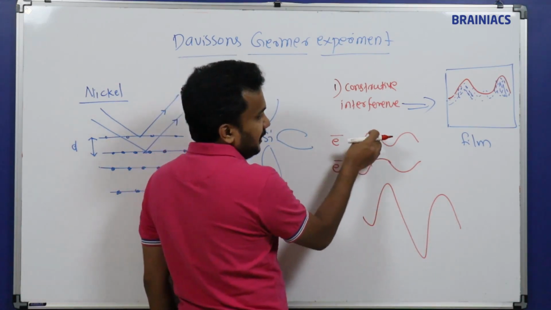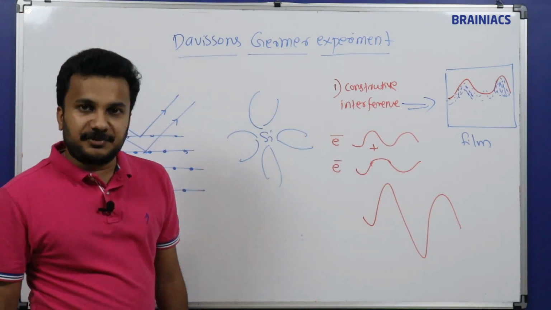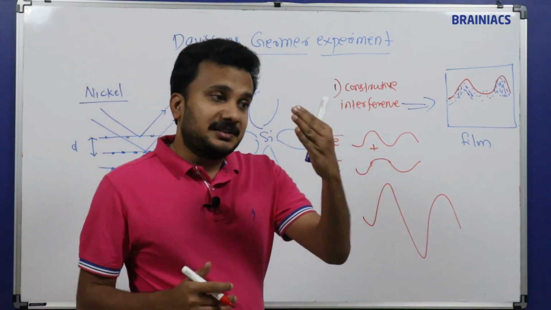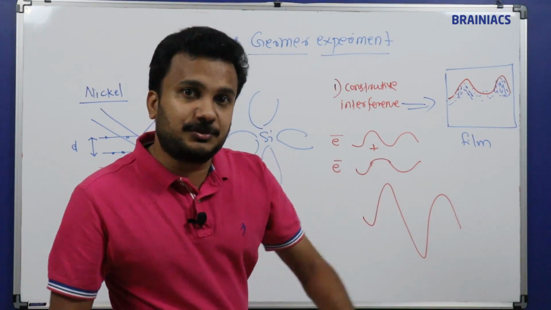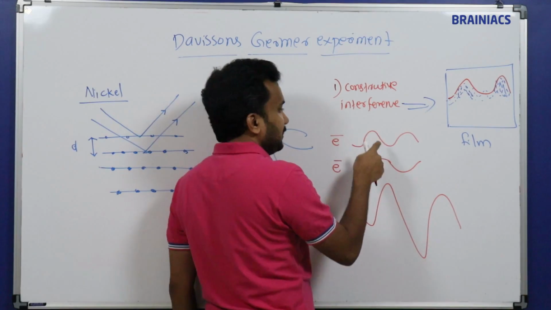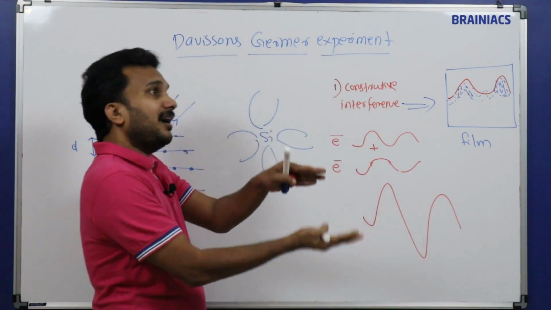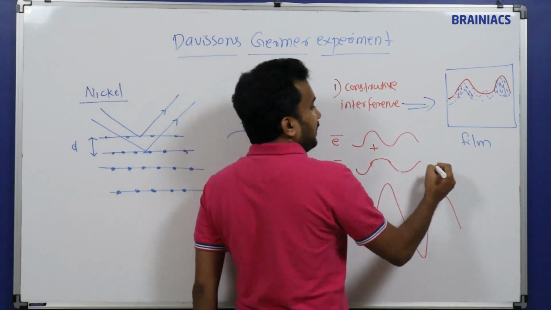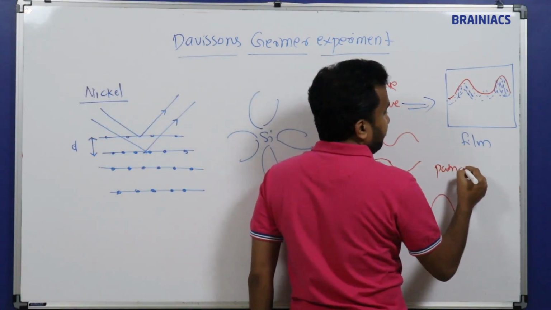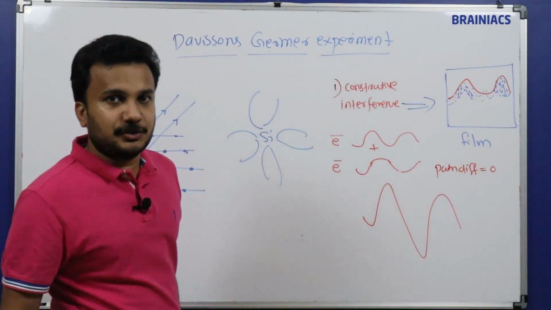Path difference means, if you look into these two waves, what is the path difference? Path difference means the difference of distance between these two. There is no difference starting from here: plus plus, minus minus, next plus, next 0. So all are aligned. So I can say the path difference is equal to 0.